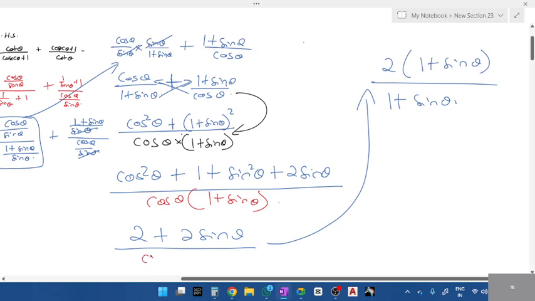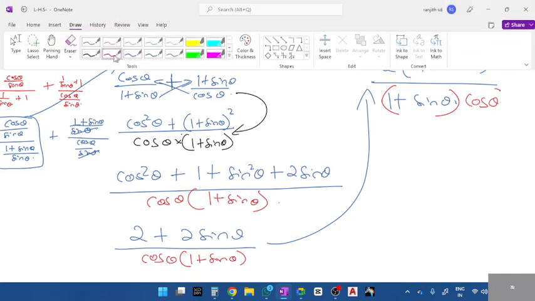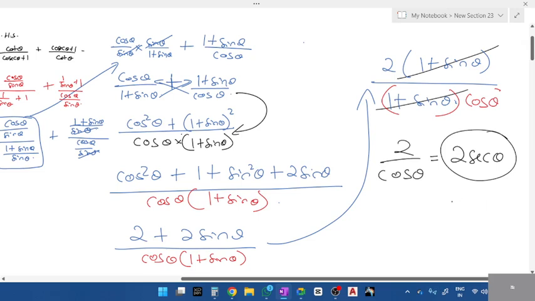Right answer is, it's a tough question. Actually, this is a tough one. Tough in the sense lengthy one. You have to keep taking LCM. Now, what do we get here? Cos theta, which one gets cancelled? What are the two things in numerator and denominator which are similar? 1 plus sine theta and 1 plus sine theta. We have 2 by cos theta. Reciprocal of cos theta is 2 sec theta. Understood this?